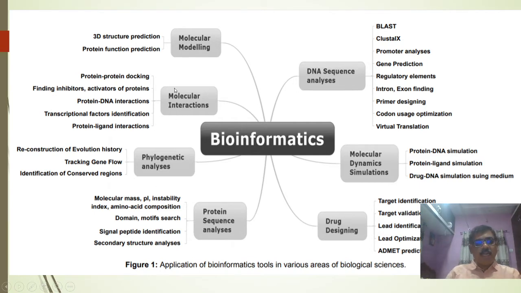Then molecular interaction: protein-protein docking, finding inhibitors and activators of proteins, protein-DNA interactions, transcription factor identification, and protein-ligand interaction occur under molecular interaction. And with molecular modeling, 3D structure prediction and protein function prediction can be done. All these are the applications or uses of bioinformatics tools in various areas of the biological sciences.